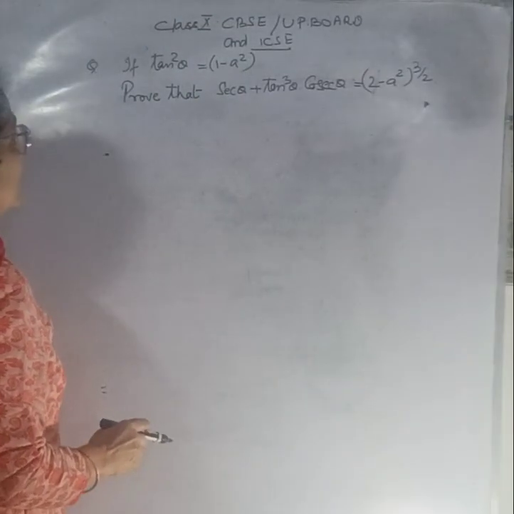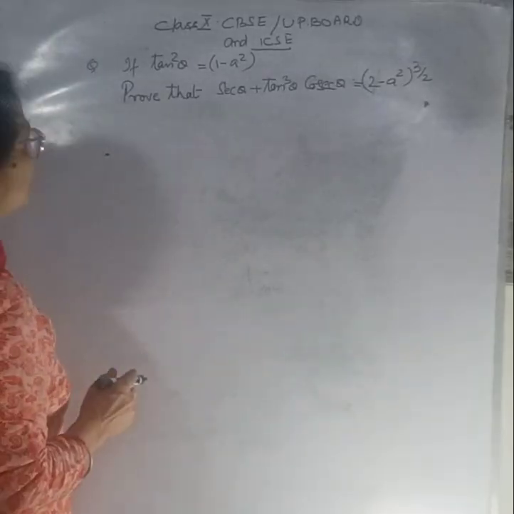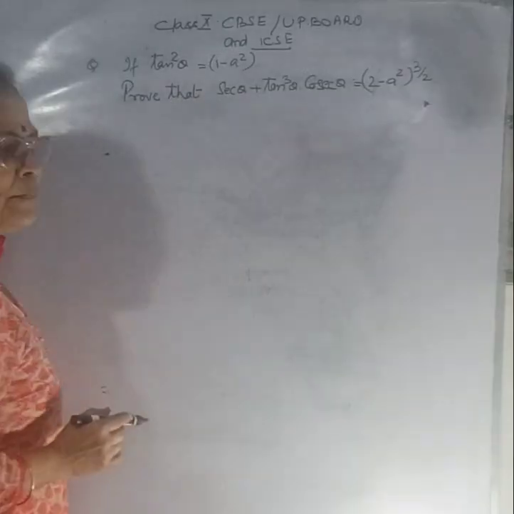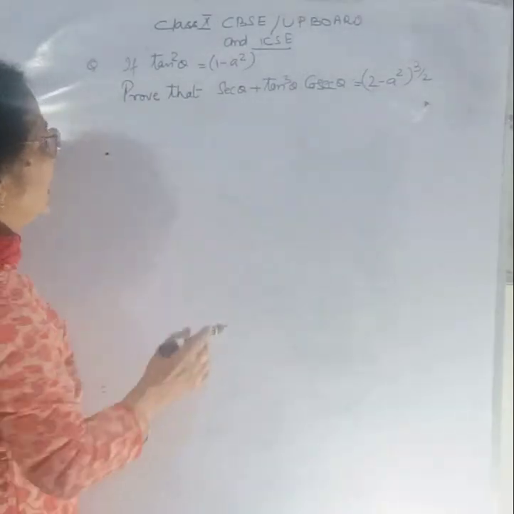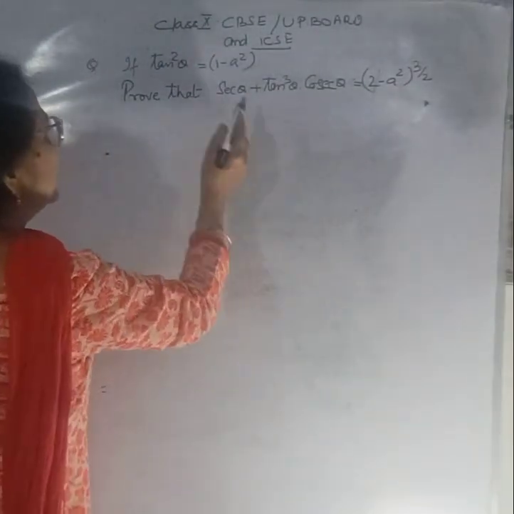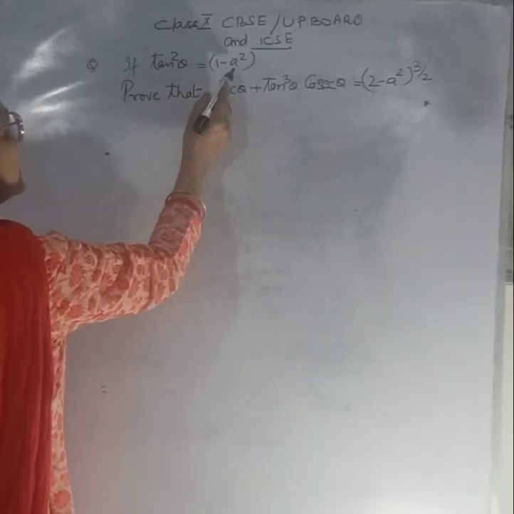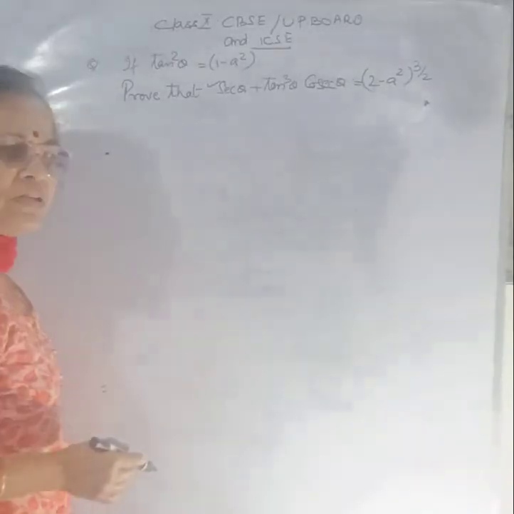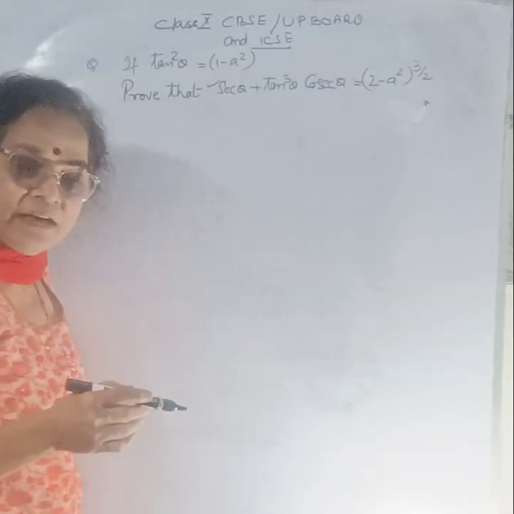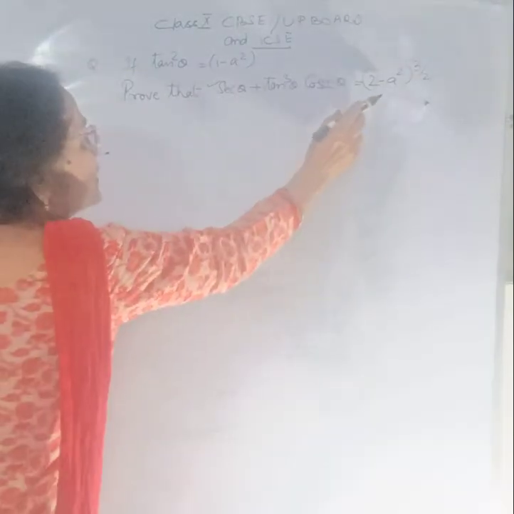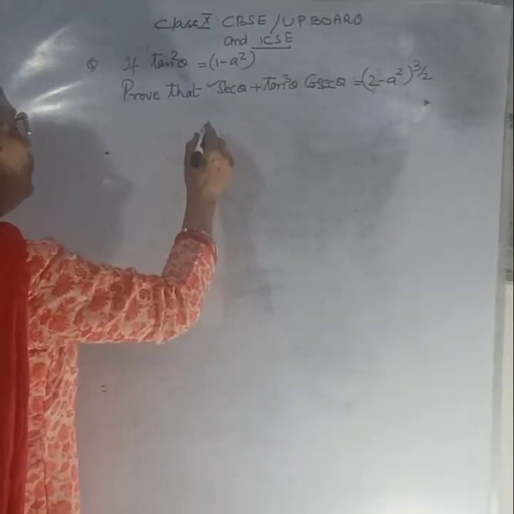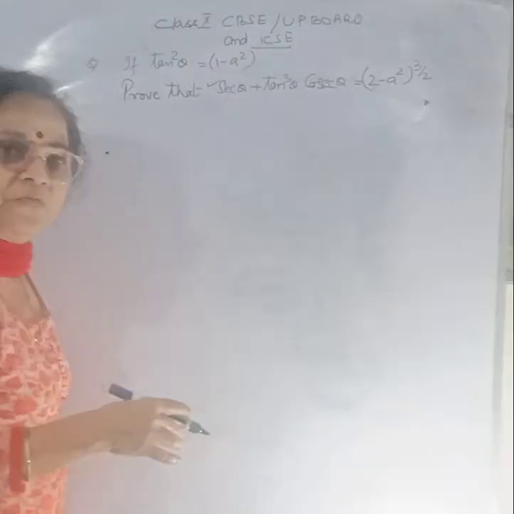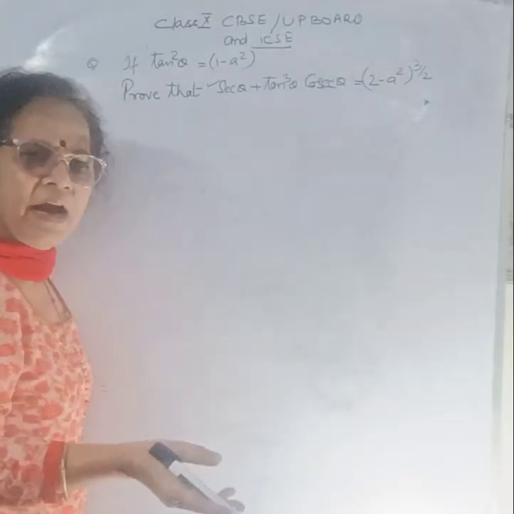In this question, you will see that we are only given tan square theta, and this is to be proved in terms of a. This tan square theta is related to a. It means this expression should be converted in terms of tan theta, then we can find this value.